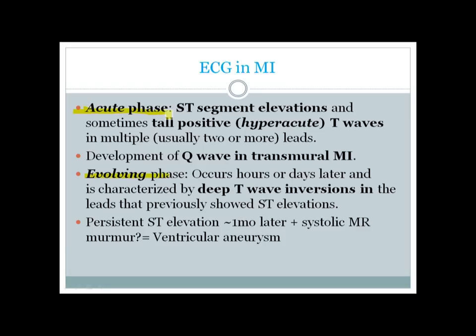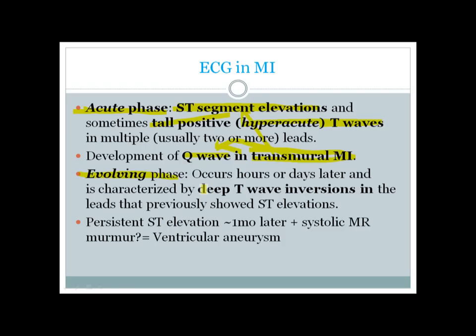The acute phase occurs minutes or hours after a complete blockage of a coronary artery, which leads to ischemia. The acute phase is typically characterized by ST segment elevation, which is the most common type of ECG change, but sometimes there can also be tall positive or hyperacute T waves. Those two are the most common features. But later on, there might be development of Q waves in case of transmural MI. Transmural MI is associated with Q wave development and also ST segment elevation.